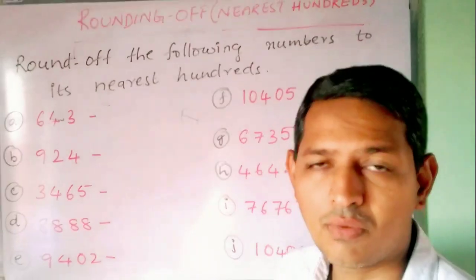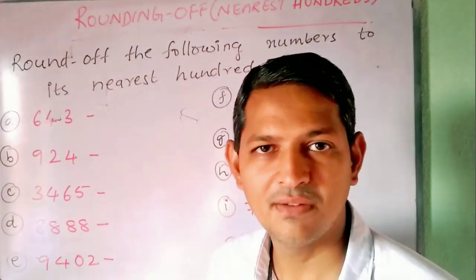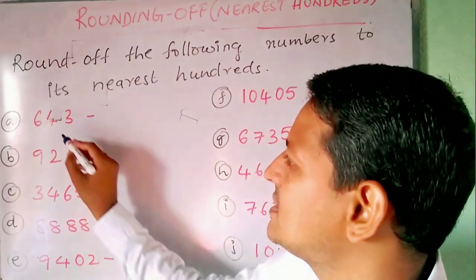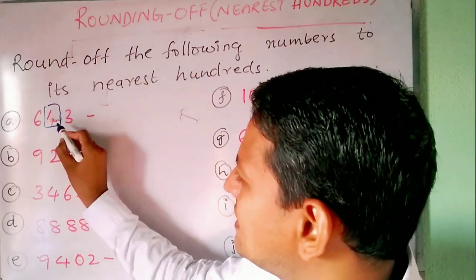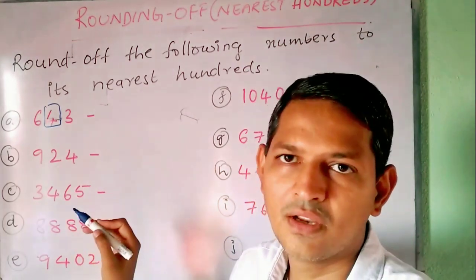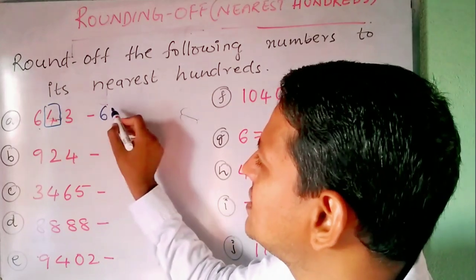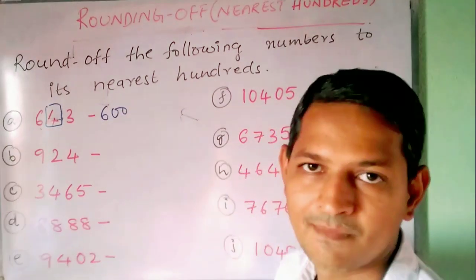Now when we want to round off the number to the nearest 100, which digit should we see? We should see the digit which is in tens place. Here the digit which is in tens place is 4. When the digit in tens place is 4, if it is less than 5, we write the same number and place zeros in ones place and tens place.